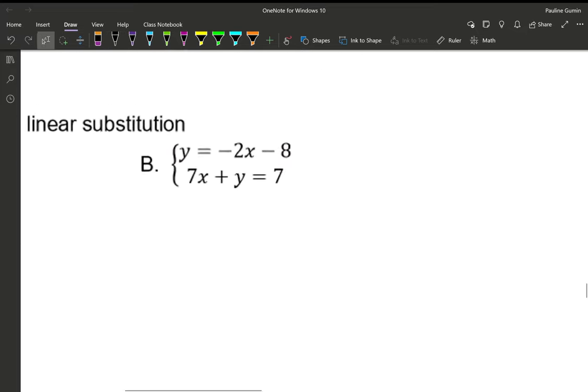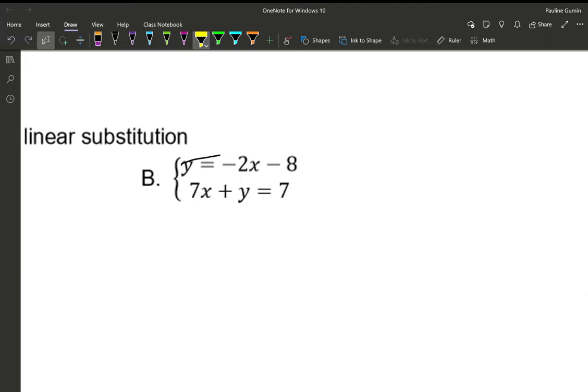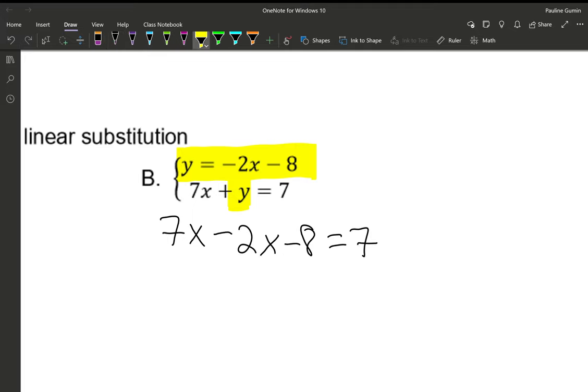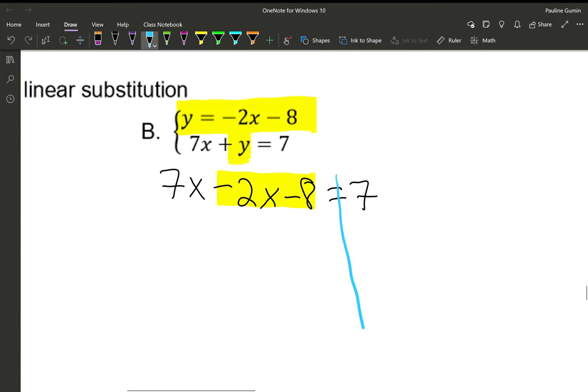Letter B is another substitution problem, another y equals, whoops, that didn't switch over to the highlighter fast enough. Let's take that y equals and plug it in. So we have 7x minus 2x minus 8 equals 7. So I'm plugging it in here. It's a positive y, so nothing really changes there. I'm going to draw a line down the middle, and you think of the next step.